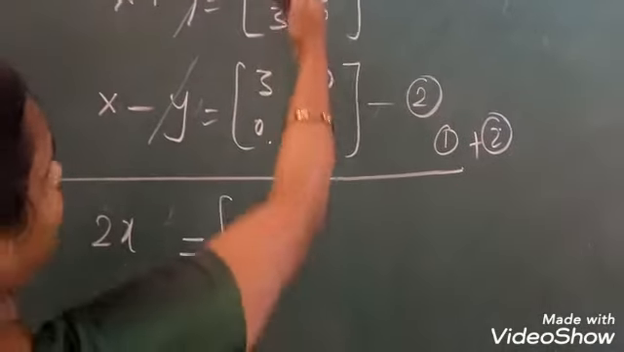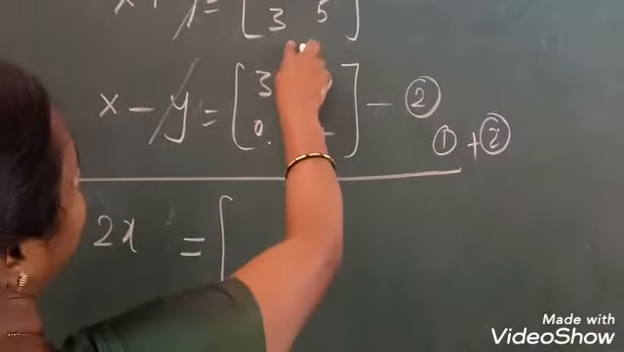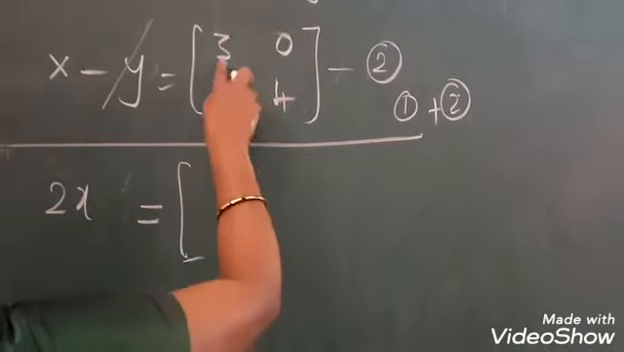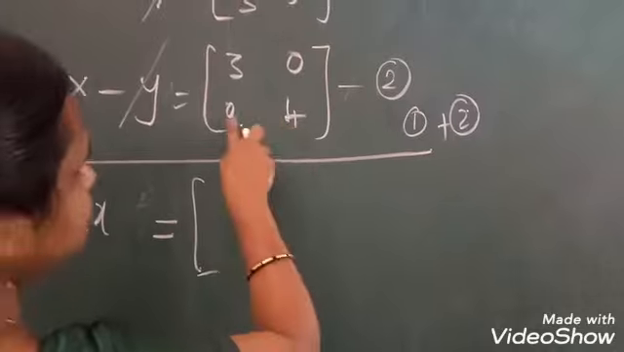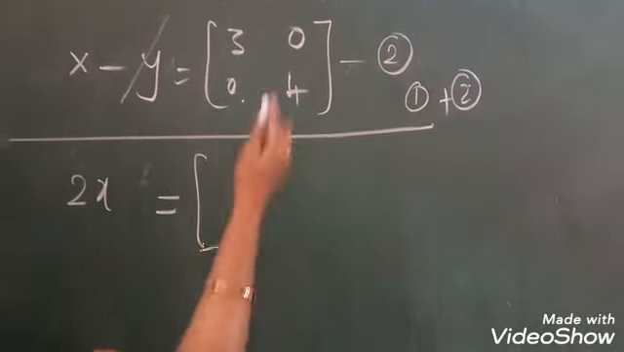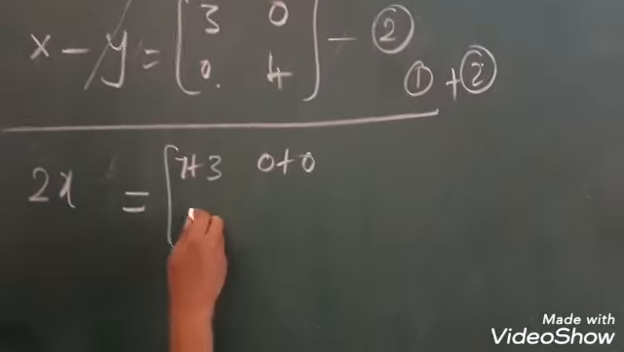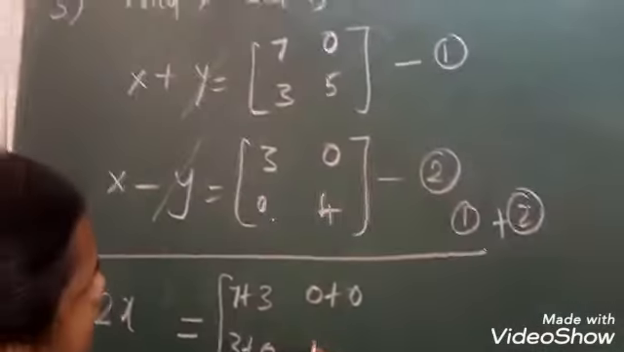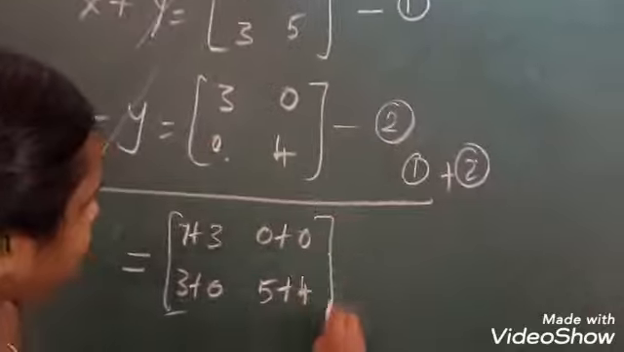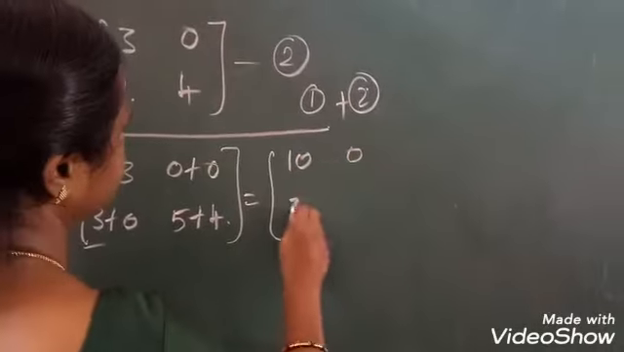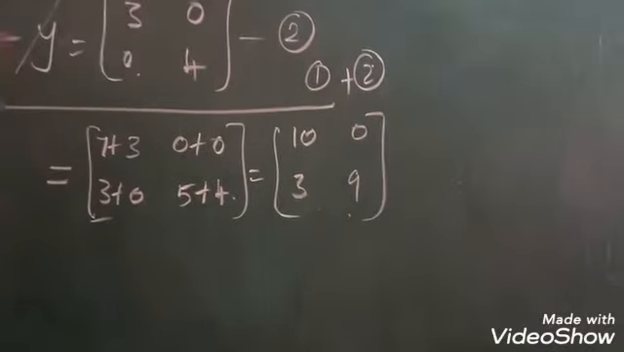In the same way you have to add the matrices. Here the first matrix is 7, 0, 3, 5. The second matrix is 3, 0, 0, 4. Now you have to add. We already studied addition. First add the first elements, then the second row, first element, then the second row, second element. If you add, you will get one answer. What is the answer here? 10, 0, 3, 9. Okay, girls?